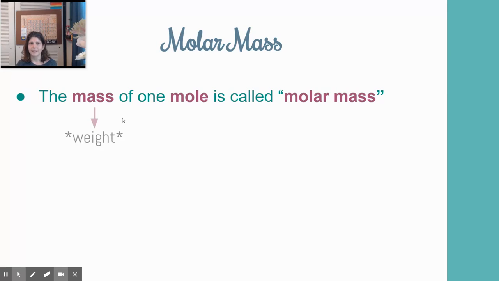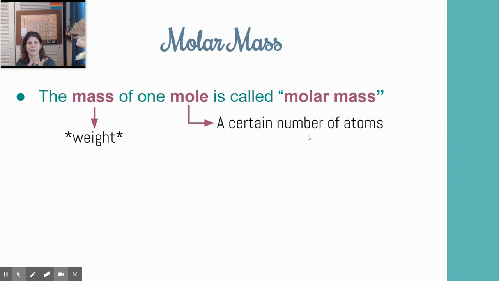Now, mass is just a scientific way of saying weight. So if you weigh 150 pounds, that's your weight. Weight is directly related to mass. They're not exactly the same, but they're very similar. That's a physics concept for you. And remember, a mole is just a certain number of atoms. It's 602 sextillion atoms. And I'm never going to quiz you on how many atoms is a mole.